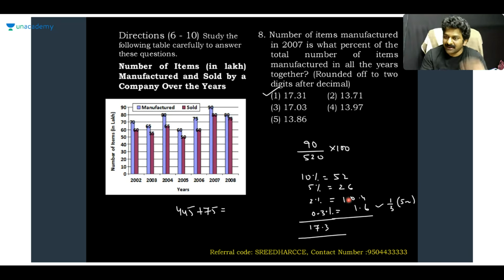Yes, Satyaveni, there are two options which are starting with 17, right? And they're very close: 17.31 and 17.03. So we just need to go for one more extra last step. This is also very important. If there is only one option which is starting with 17, you can directly go for it.